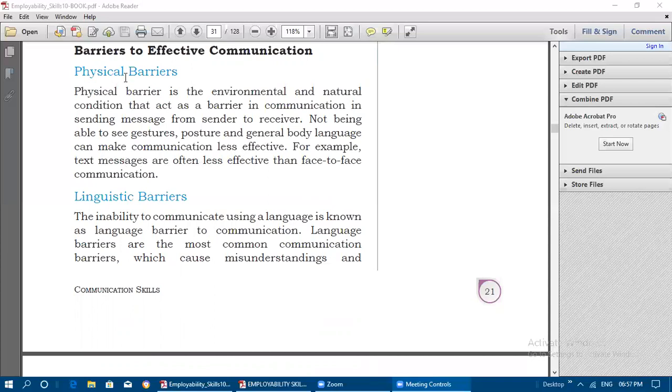So this is known as physical barrier. That is environmental and natural condition that acts as a barrier in communication in sending message from sender to receiver. Not able to see the gestures, posture, and general body language makes the communication less effective. For example, text messages are often less effective than face-to-face communication.